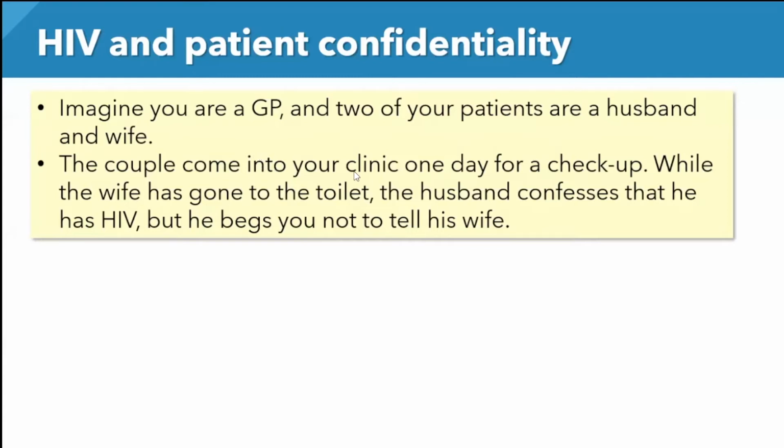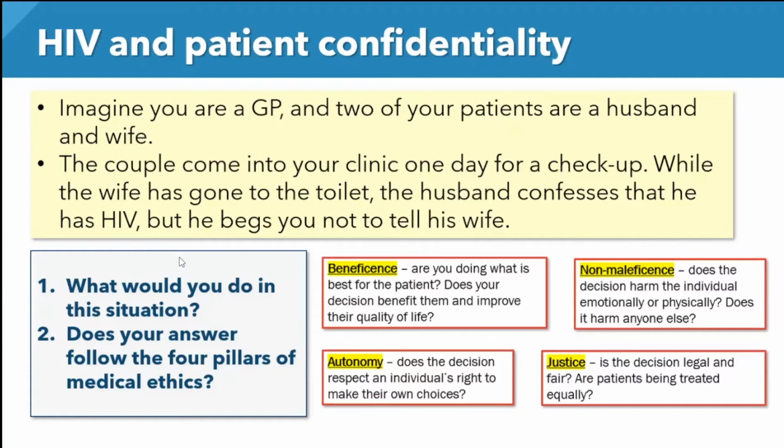So yeah, first of all, imagine you're a GP and two of your patients are a husband and wife. The couple come into your clinic one day for a checkup. While the wife has gone to the toilet, the husband confesses that he has HIV, but he begs you not to tell his wife. So the question here is, what would you do in this situation if you're the doctor?